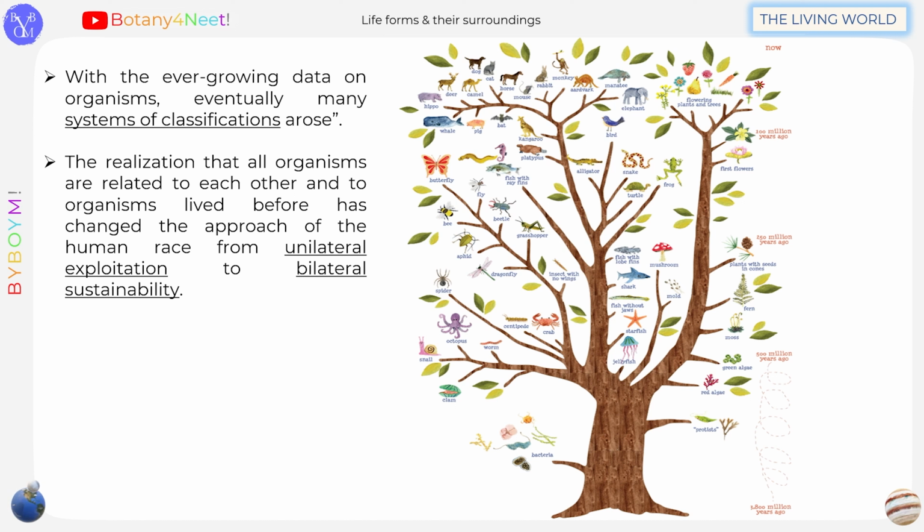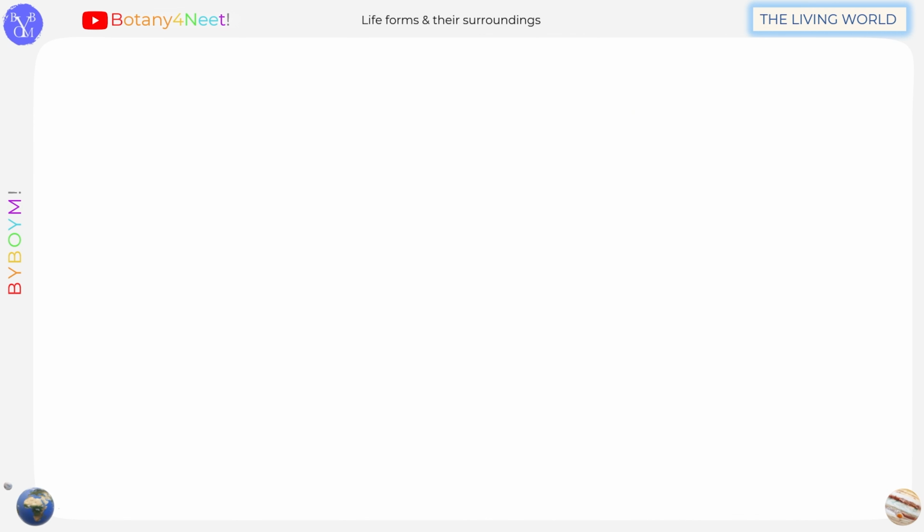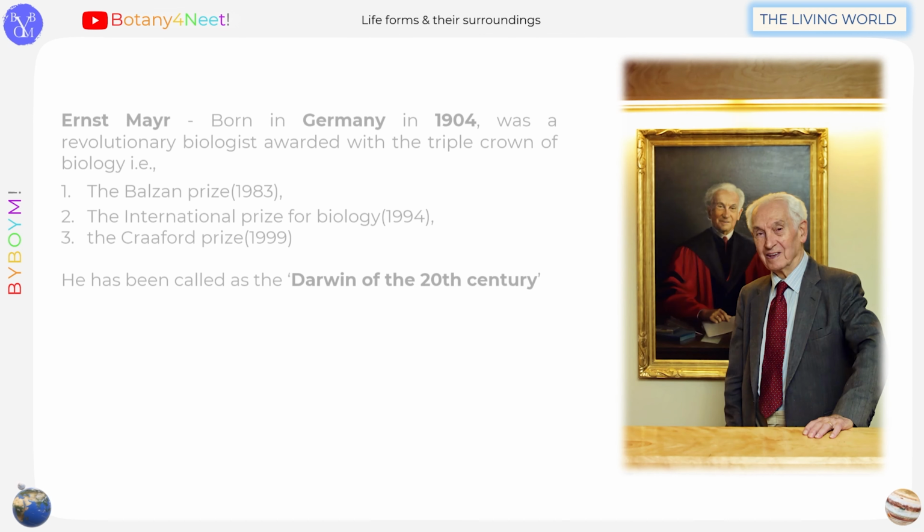Earlier we were only doing unilateral exploitation. Unilateral means one-sided, so we were only taking from the earth. But now it has moved on to bilateral sustainability, where we are also taking care of the planet. This is at least what we are trying to do.